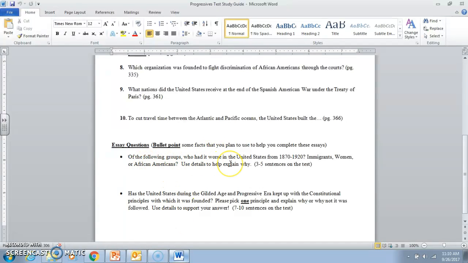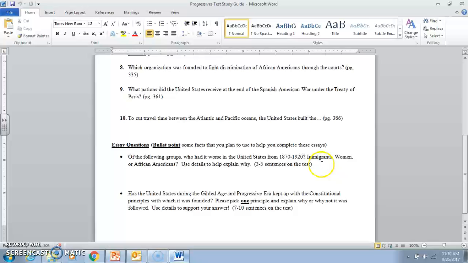Each of these essays you will be given a choice. So let's read the first one. Of the following groups, who had it worse in the United States from 1870 to 1920, which is roughly our Gilded Age Progressive Era time period, that time slot we're looking at. We're looking at immigrants, women, or African Americans. Use details to help explain why.